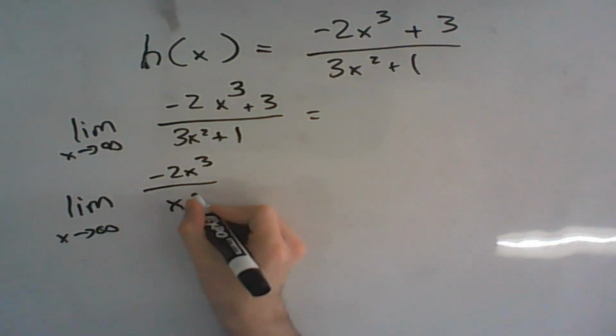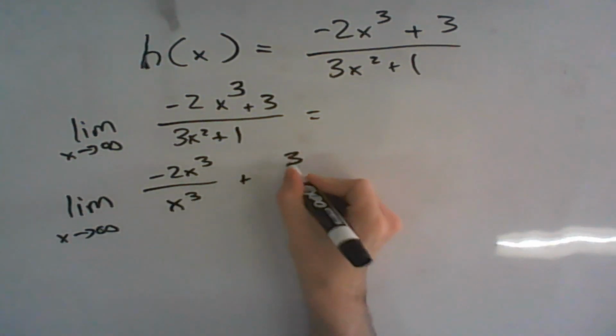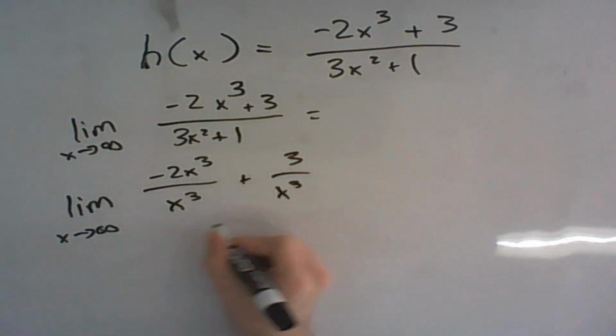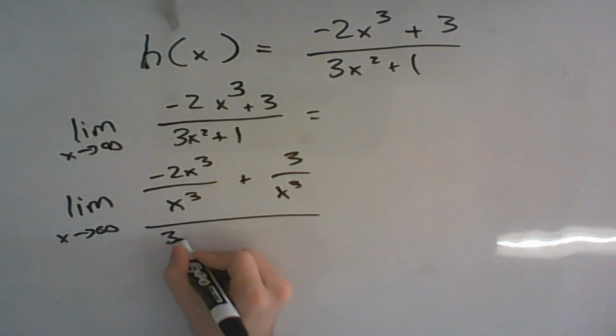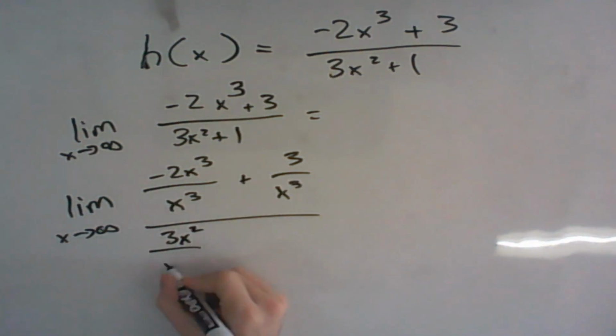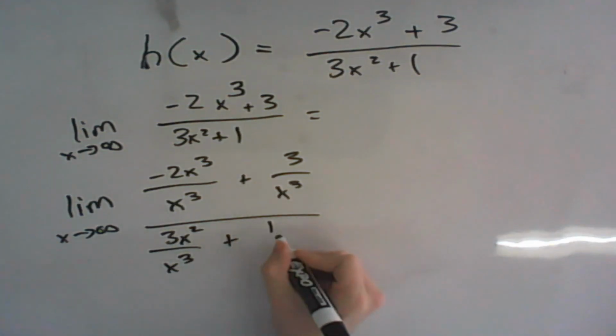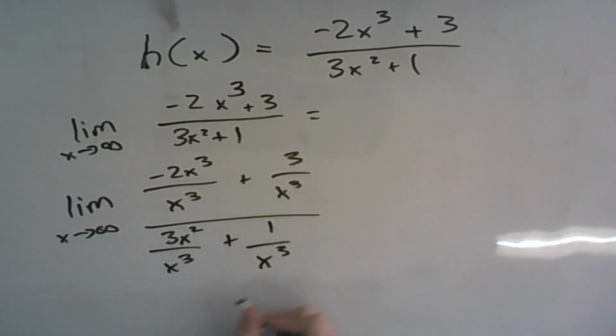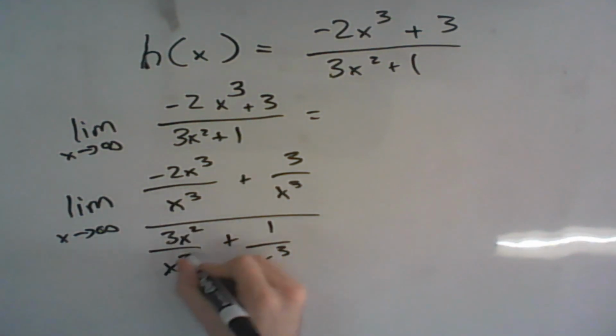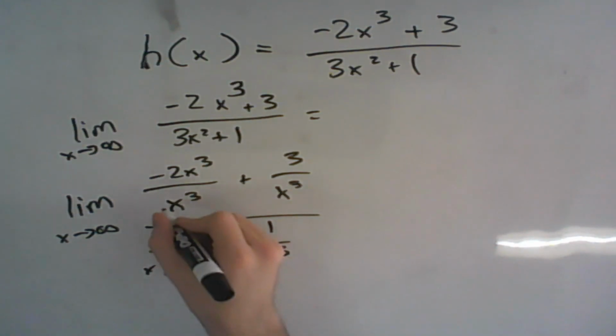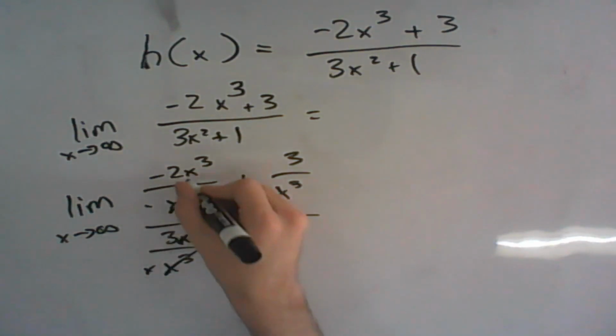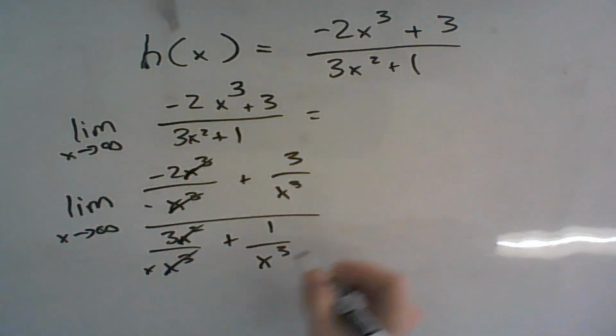again, divided by x cubed, plus 3 divided by x cubed. Okay, 3x squared divided by x cubed, plus 1 over x cubed. Okay, cancel that, which cancels, so we have an x in here, we have an x, no x here, and then this stays the same.